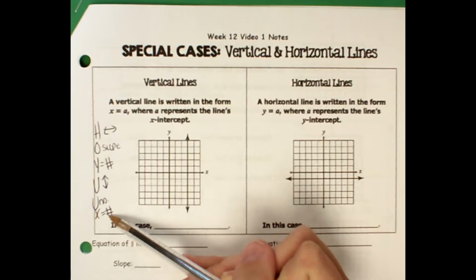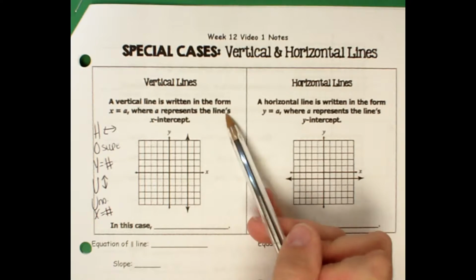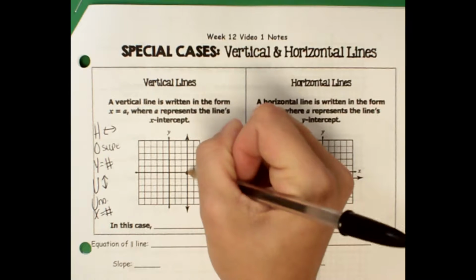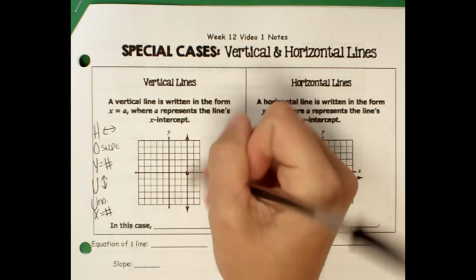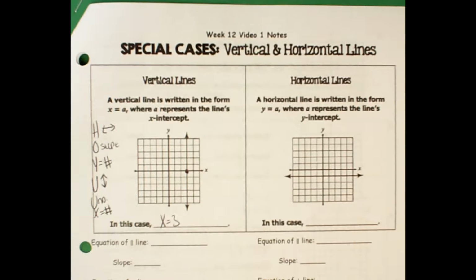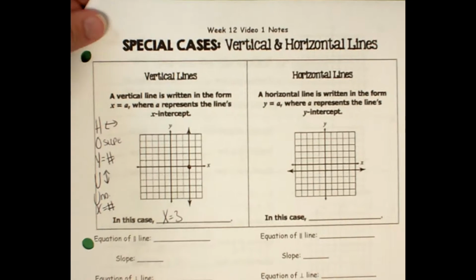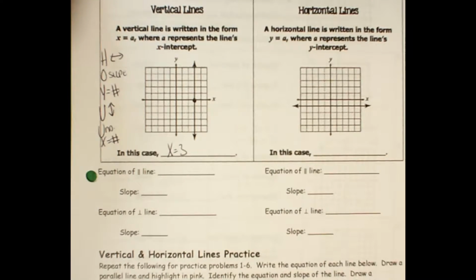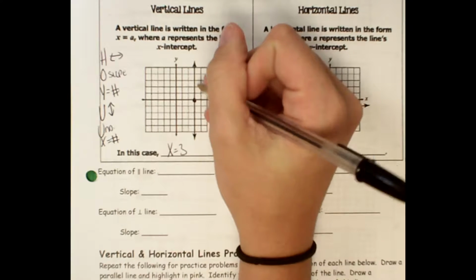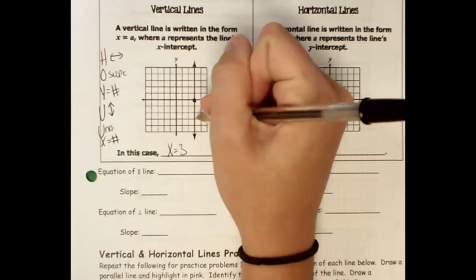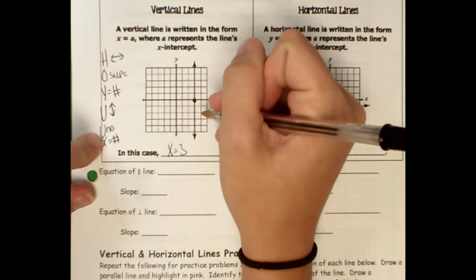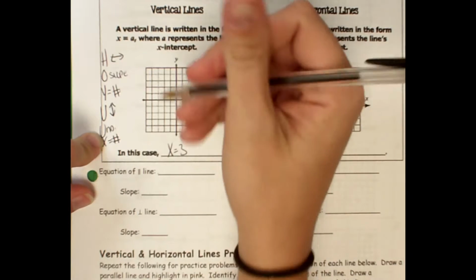So that's what I was saying, x equals a number where a represents the line's x-intercept. So if we look at this one, it crosses the x-axis at 3. So the equation for this line is x equals 3. So what we want to do is get an equation of a parallel line. Well, this is a vertical line. If it's a vertical line, it has undefined slope. So we need to pick an x equals a number. So draw a parallel line.